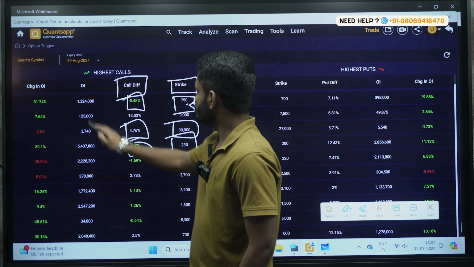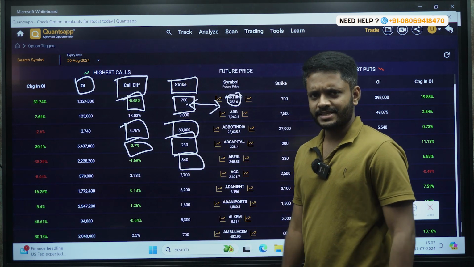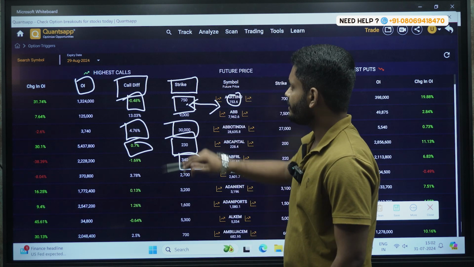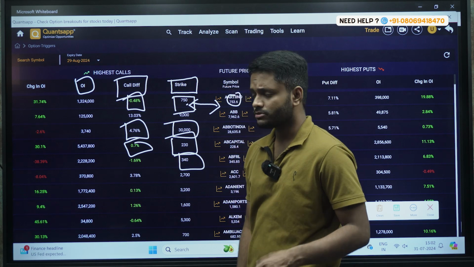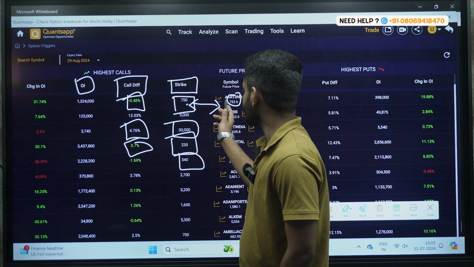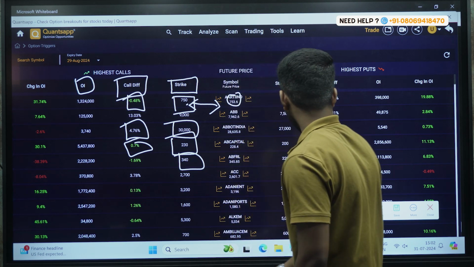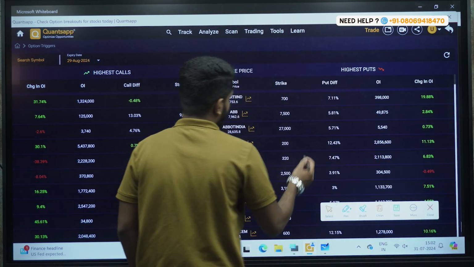Okay, let's go to OI now. What is OI? OI is self-explanatory, correct? Like for Aarti Industries at 750 strike, how many contracts are opened? That is 13,24,000 contracts currently open for Aarti Industries at the 750 level. So OI is self-explanatory. Okay, now let us get into the right hand side.